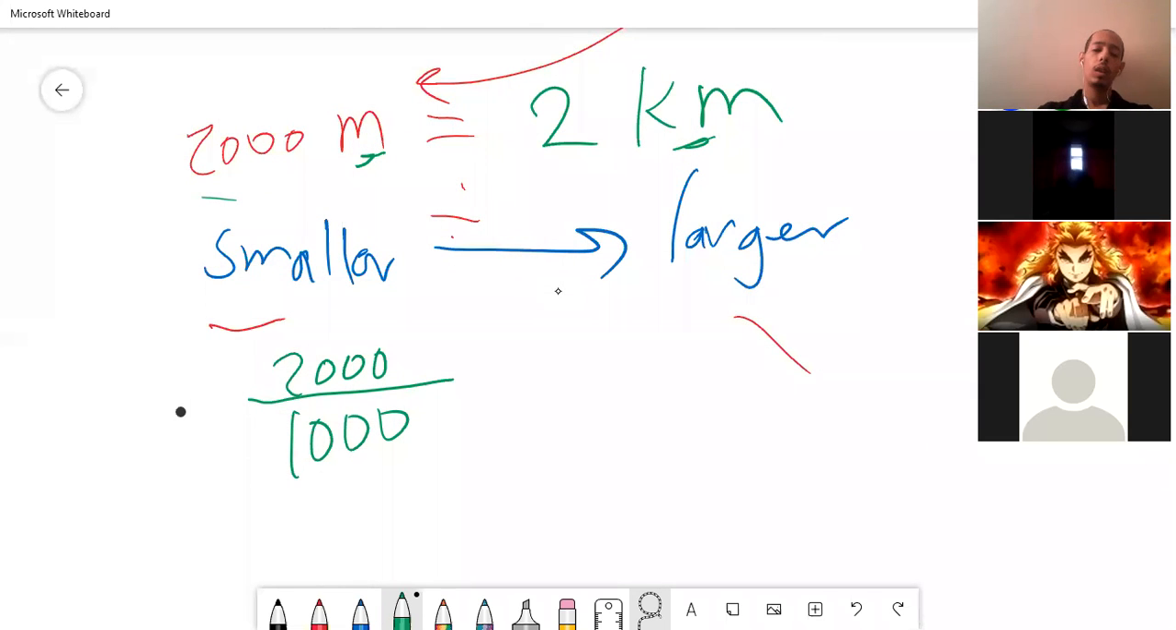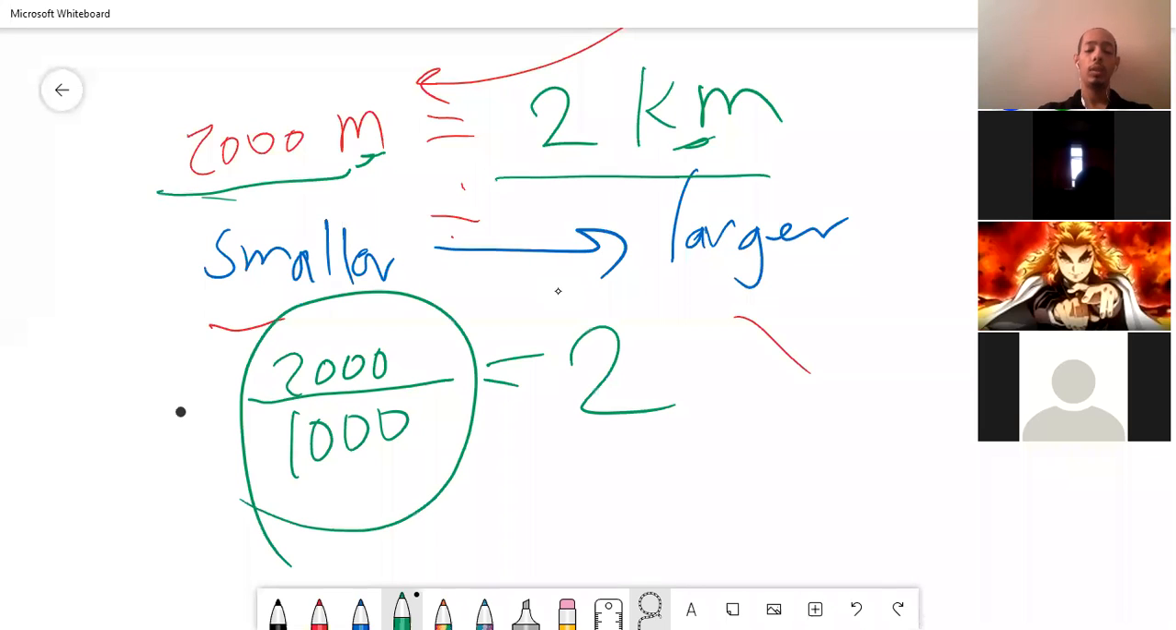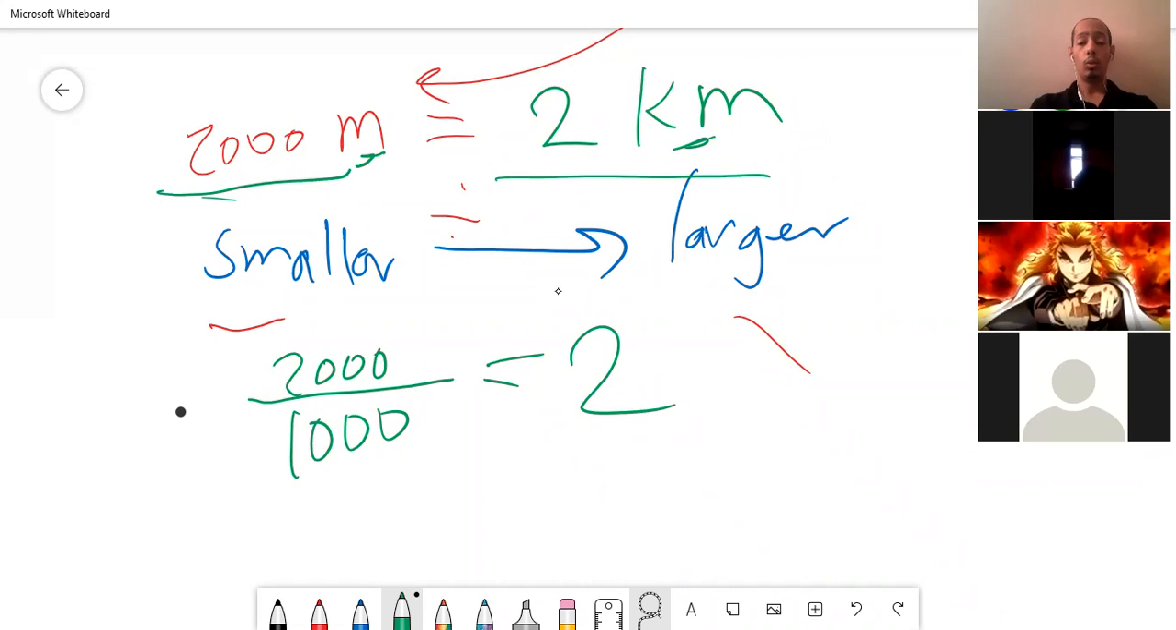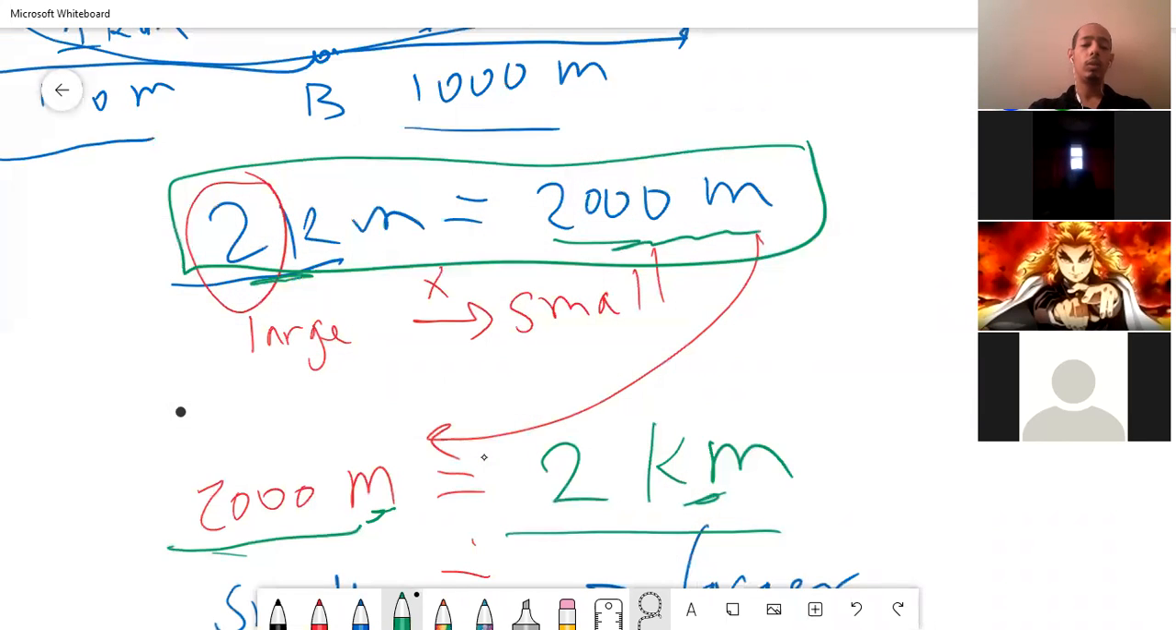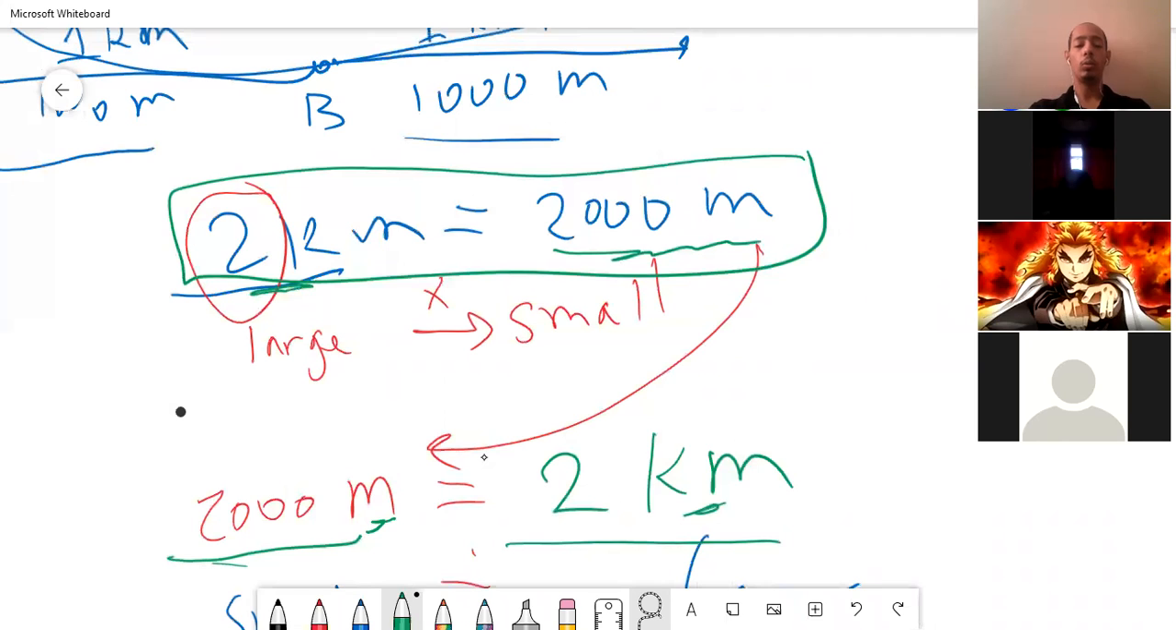So this will give us 2. So 2,000 meters equals 2 kilometers, by dividing the 2,000 by 1,000, and the result is 2 kilometers. Clear? So from smaller to larger, you have to divide. From the larger to the smaller, you have to multiply.